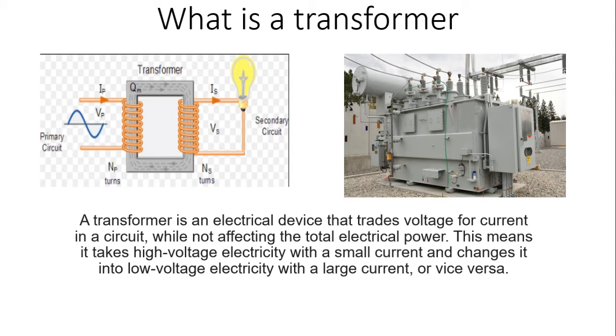And for today's video, we would like to talk about transformer protection devices. But before we move on to the protection devices, let us know what a transformer is. A transformer is an electrical device that transforms voltage and current in a circuit without affecting the total electrical power, which means the power will remain the same. It takes high voltage electricity with a small current and changes it into low voltage electricity with a large current, or vice versa. By using the current induction principle, we can turn low voltage into high voltage, and high voltage into low voltage.